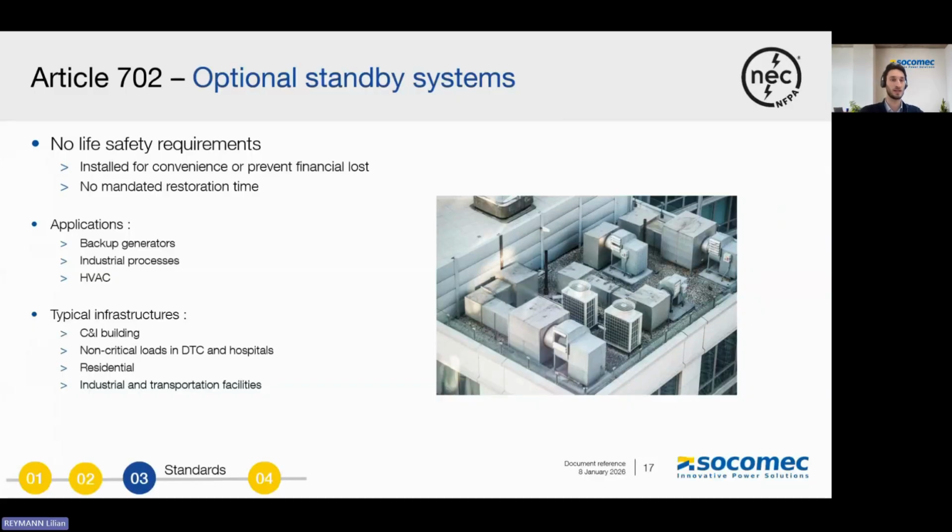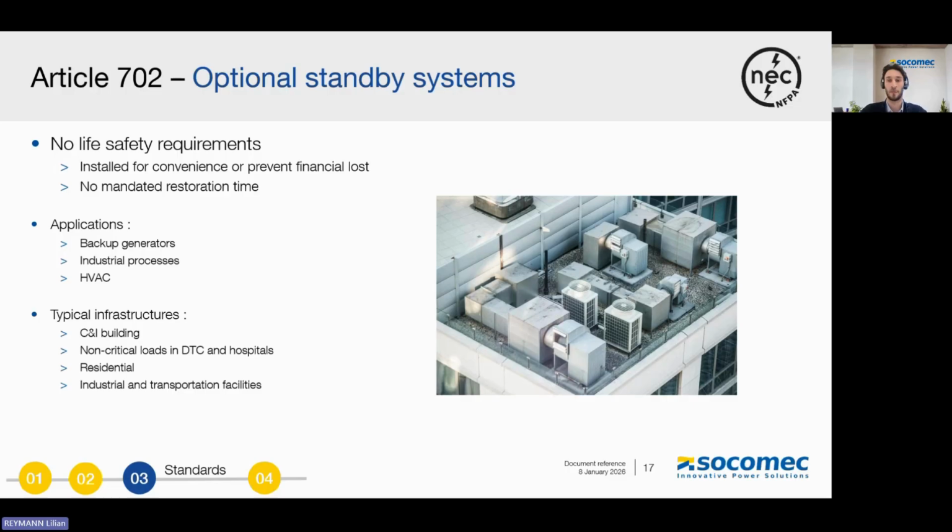And the last one is Article 702. This is the optional standby system. This is the part of the standard where there are no life safety requirements. This is more to prevent financial loss in case of power outages, or just installed for convenience if there is a need for maintenance or something like that. It's easy, but there's no life safety behind that, and there is no mandated restoration time.